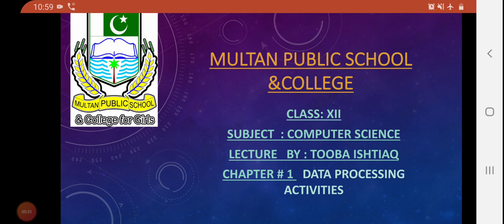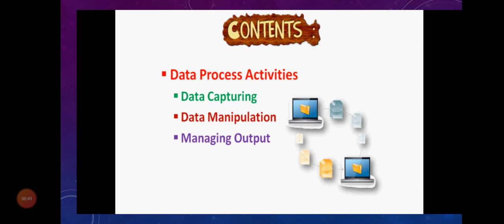The first stage is data collection, the second stage is data preparation, the third stage is data input, the fourth stage is processing, the fifth stage is data output or interpretation, and the sixth stage is data storage. The contents of today's lecture are data processing activities, data capturing, data manipulation, and data output.